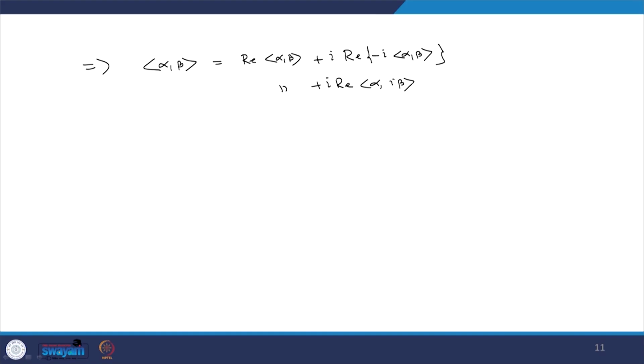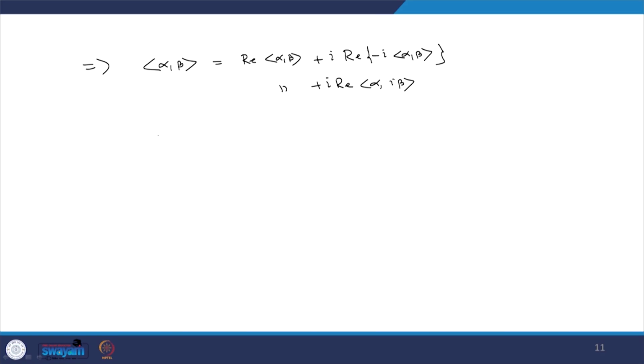So, this implies the inner product of alpha beta, which is a complex quantity, can be written as the real part of the inner product of alpha beta plus i times the real part of minus i times the inner product of alpha beta, which is equal to this plus i times the real part of the inner product of alpha and i beta, because from the property of the inner product, the inner product of alpha comma i beta is equal to minus i times the inner product of alpha beta.